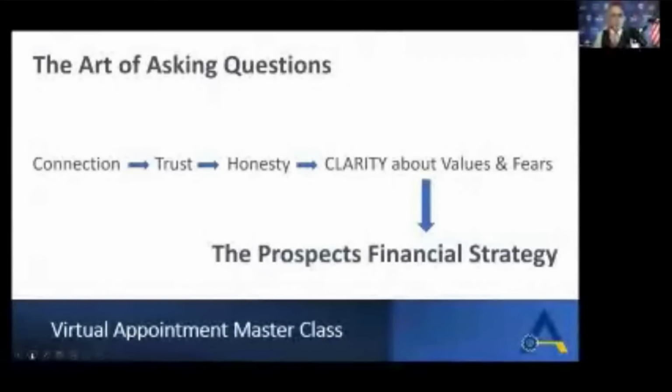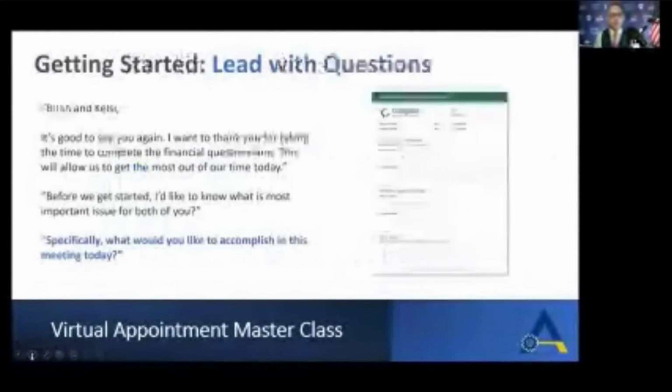But the basic formula is, if you can create a connection based on a common interest or life experience, it will develop trust. The more trust that you develop, the more honest they will be with you. And the more honest they are in this meeting, the more clarity you will have about their values, their fears, their goals. And if you have absolute clarity on those issues, then you'll be able to create the prospect's financial strategy that absolutely aligns with their family values and dramatically will increase your conversion rate into turning them into clients.